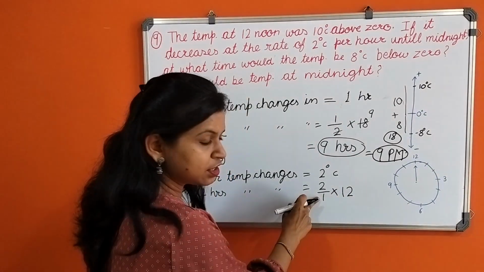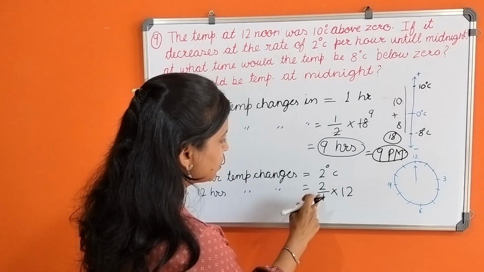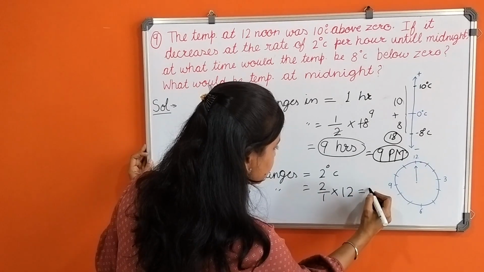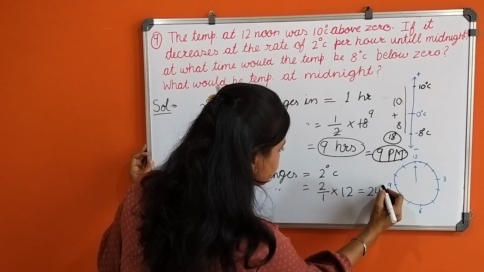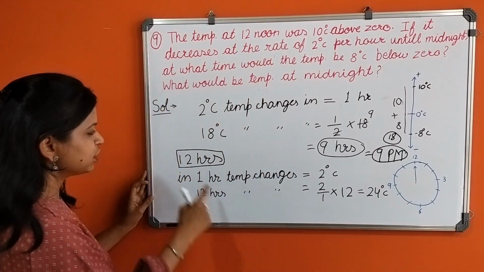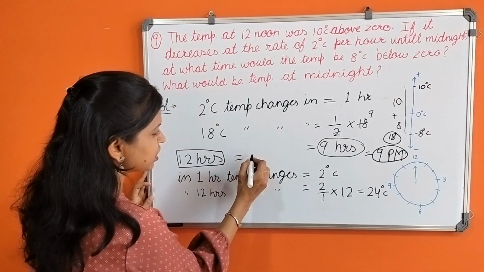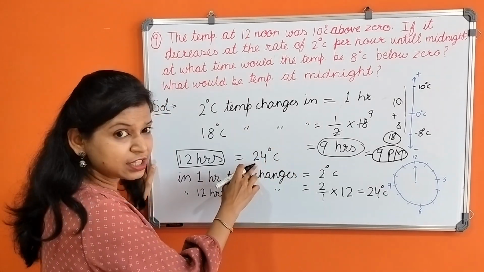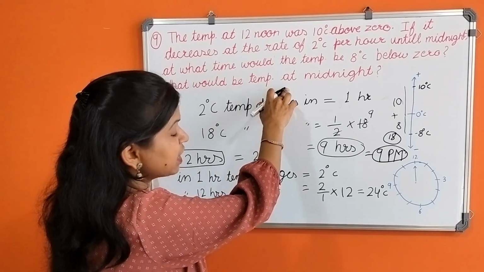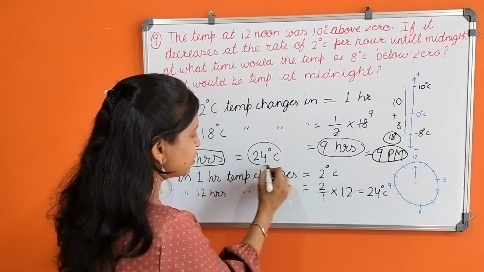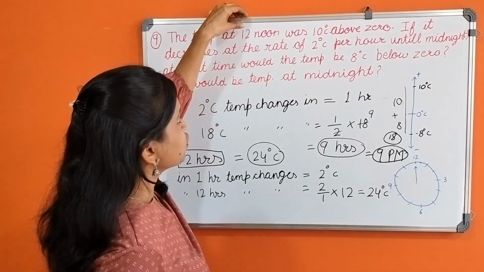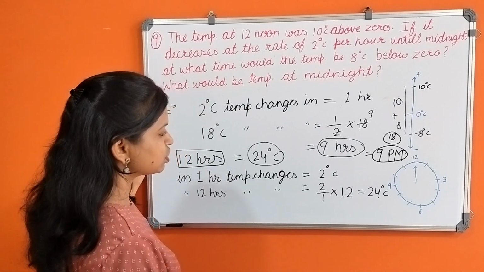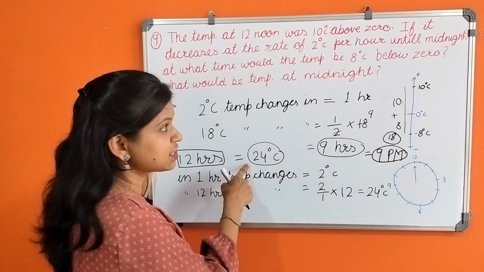So, in the denominator 1 is only there, and in the numerator we have 2. So, we will multiply 12 to get 24 degree centigrade. So, in 12 hours, temperature changes 24 degree centigrade. This is not the temperature at midnight. This is the temperature change only. From 12 noon to 12 midnight, how much temperature has changed? So, temperature has gone down 24 degrees centigrade.